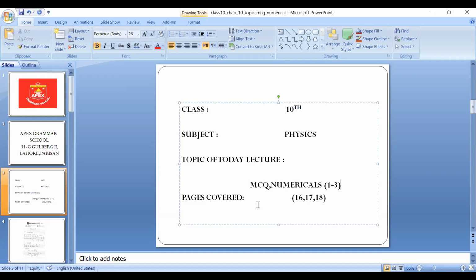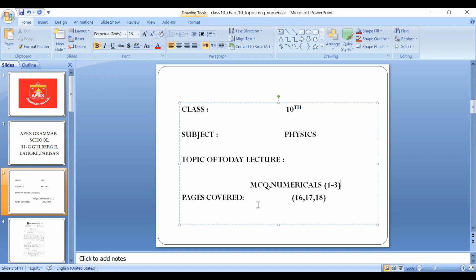The second MCQ is: if the mass of the bob of a pendulum is increased by a factor of 3, the period of the pendulum's motion will. A, increase by a factor of 2. B, remain the same. C, decrease by a factor of 2, and D, decrease by a factor of 4. The right choice is B.